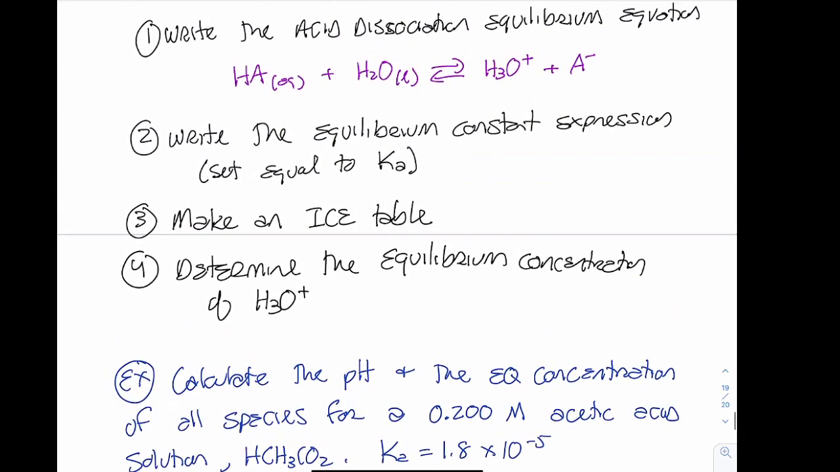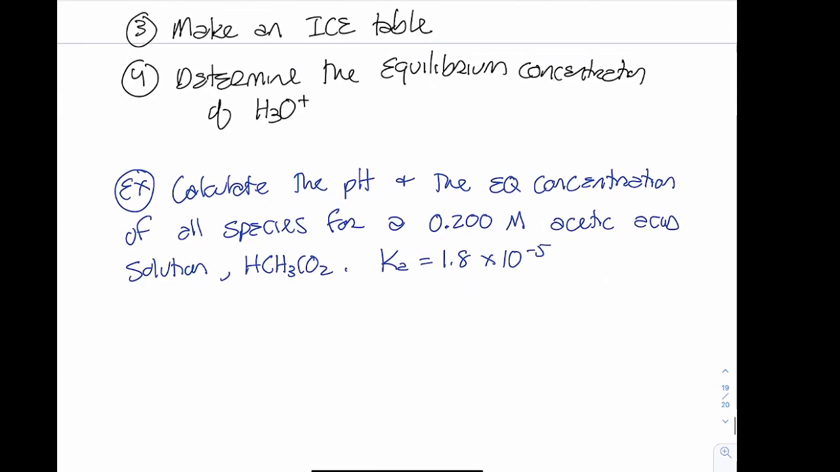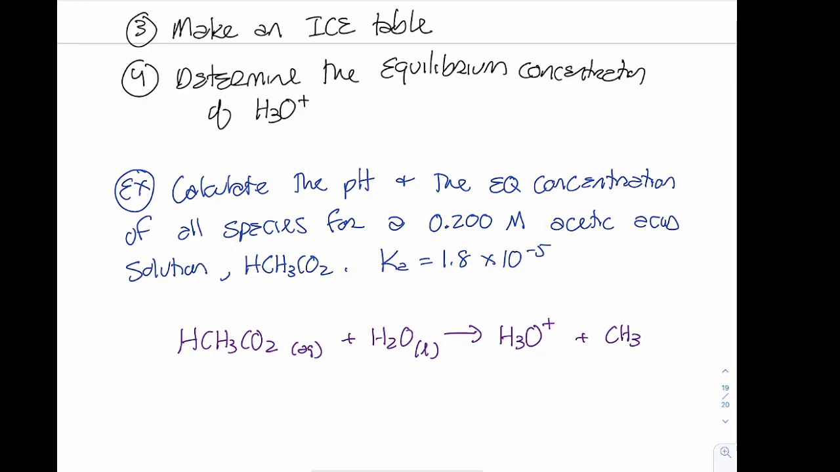So our first step is we're going to write our equilibrium equation. So I have acetic acid. By definition, it's an aqueous solution. I'm going to react it with water, which is a pure liquid. Acetic acid is going to donate a proton to water. Water is acting like my base here to produce my conjugate acid, hydronium ions. And then I'm left with my conjugate base, acetate ions.